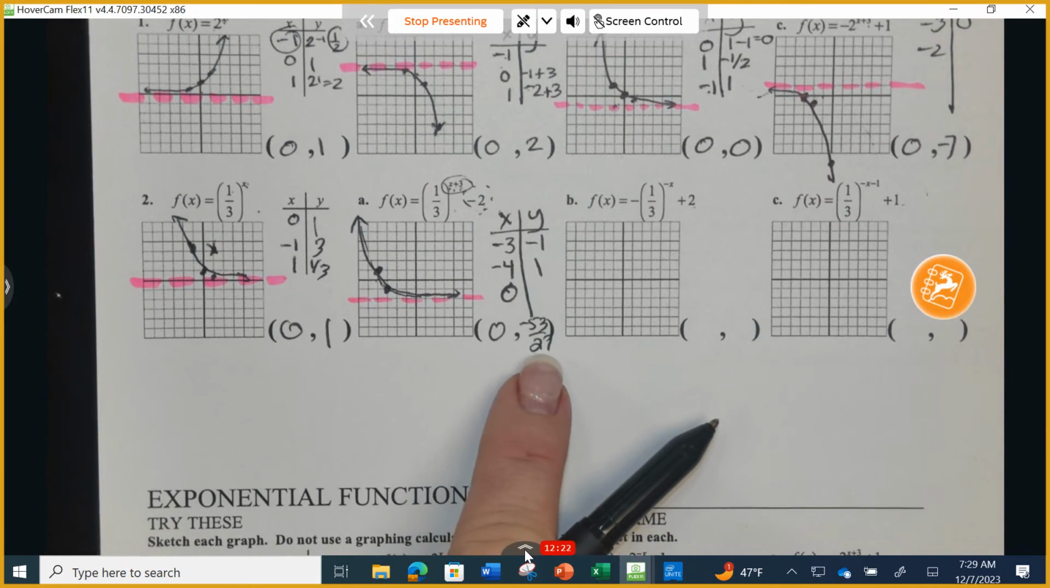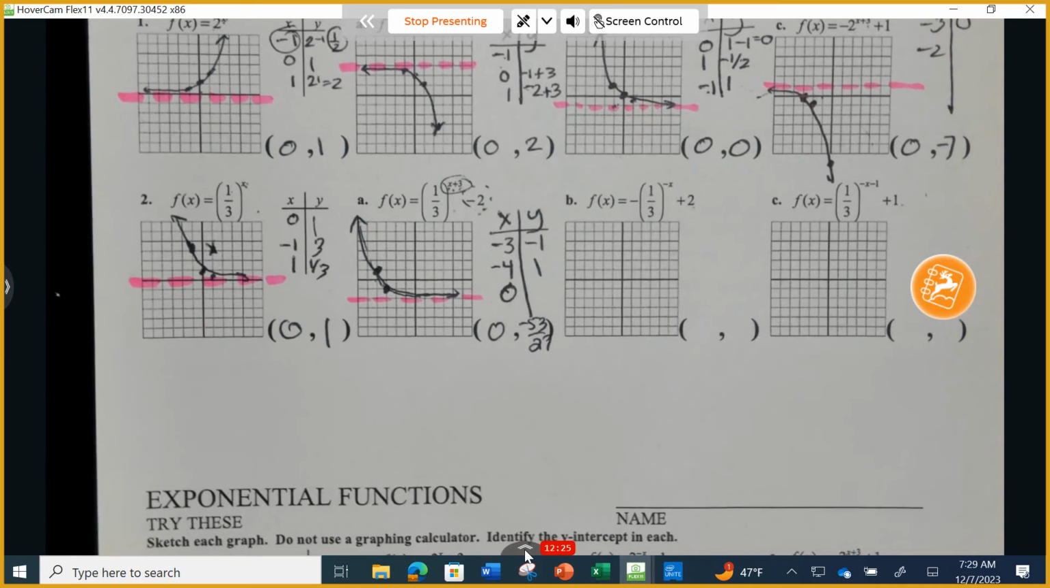Do not give me a decimal unless it terminates. That means do not give me a decimal in which you are rounding.